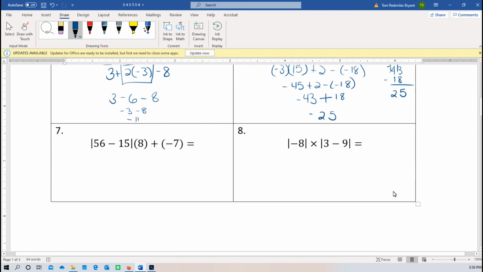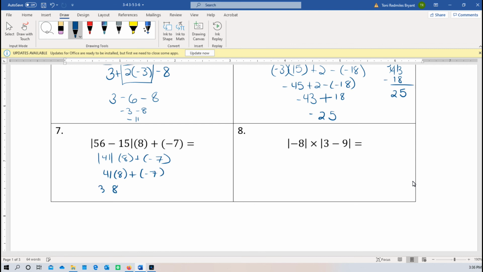Last two, I've got to do what's inside this parentheses first. The absolute value is going to be a positive 41. Next, I've got to resolve that absolute value, so it's a 41, and it's going to be times 8. 41 times 8 is going to be, I think I'm having a little bit of a brain freeze, but I'm pretty sure it's 328.